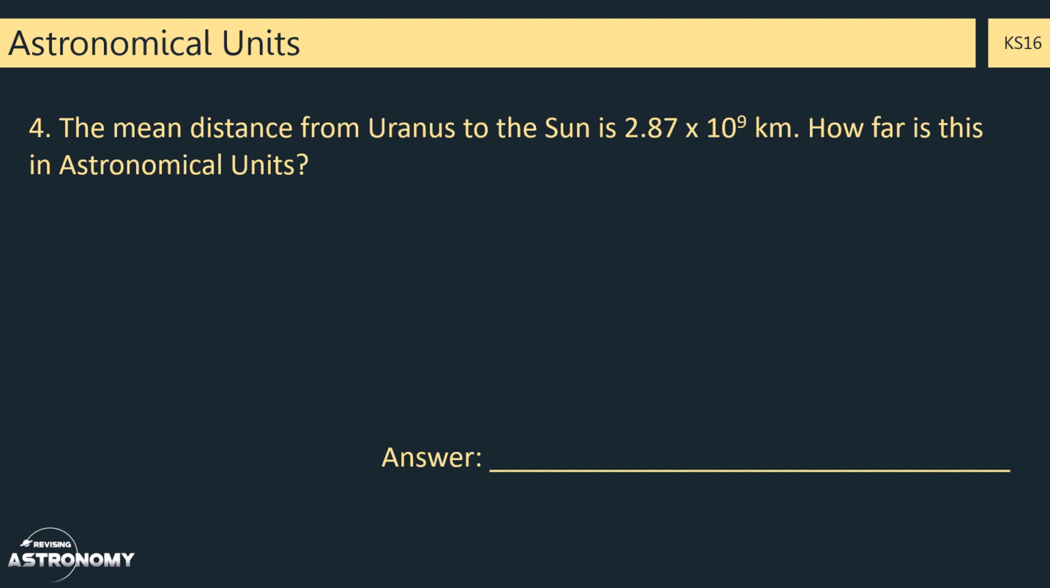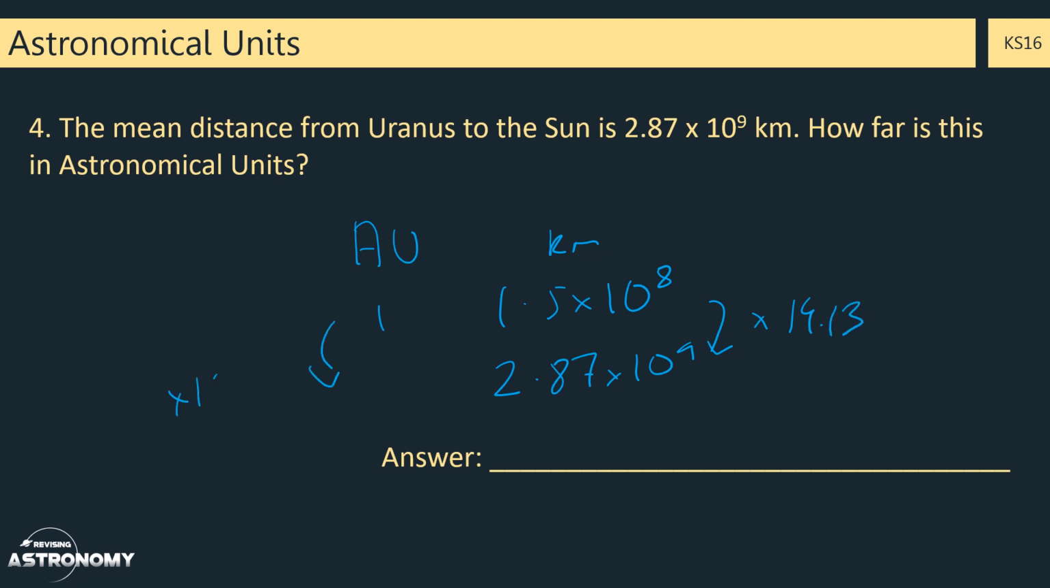The mean distance from Uranus to the Sun is 2.87 times 10 to the 9 kilometres. How far is this in astronomical units? So again, 1 astronomical unit is worth 1.5 times 10 to the 8 kilometres. And in this one we have 2.87 times 10 to the 9. So we know to do that we need to multiply by 19.13. So we need to do the same to this side, leaving us with 19.13 astronomical units.